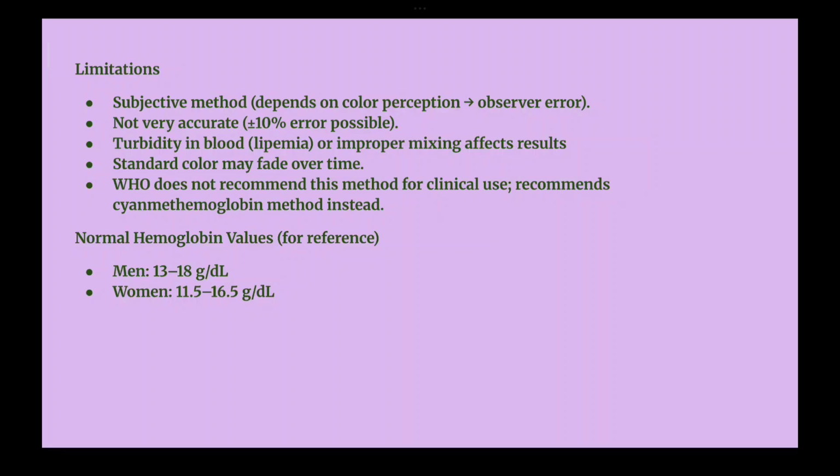Turbidity in the blood can also limit the HB estimation. It might be due to improper mixing, or the results can vary. The standard color may fade over time. Once it has attained a certain color, it might fade due to the reactions happening inside the solution. So WHO does not recommend this method for clinical use, and it recommends only the Cyanmethemoglobin method, which we are going to see next. Now the normal hemoglobin values obtained in Sahli's method for men are 13 to 18 gram per deciliter, and for female it is 11.5 to 16.5 gram per deciliter.